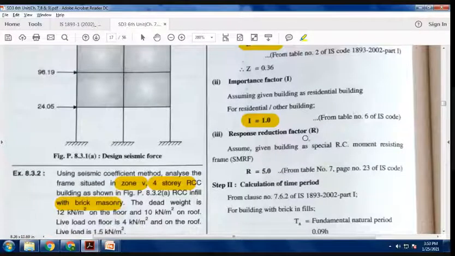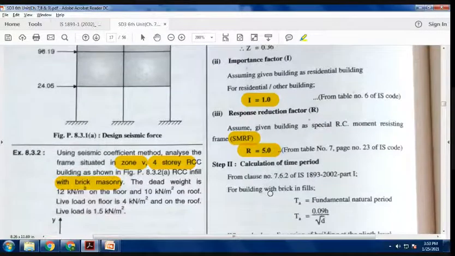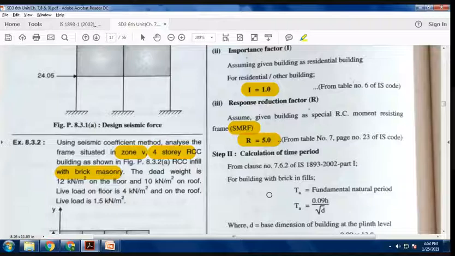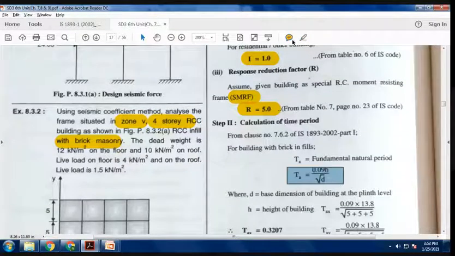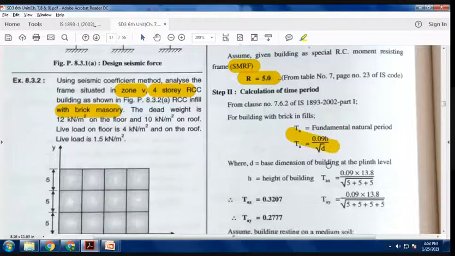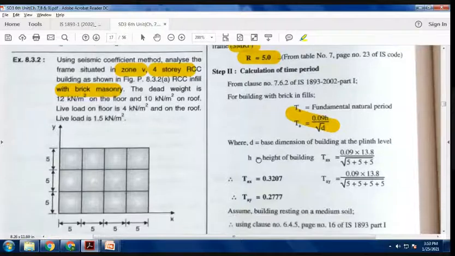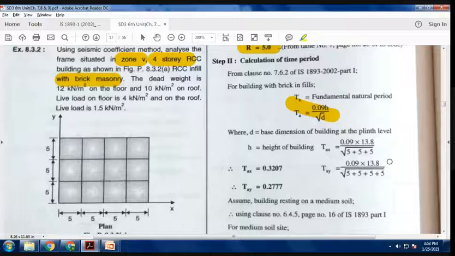And he has mentioned it is an SMRF, that is, special moment resisting frame. So we will take R equals 5. And here he has clearly mentioned that it is infilled with brick masonry. So we have this formula, T equals 0.09 times H divided by square root of B, where B is the base dimension of the building at the plinth level and H is the height.